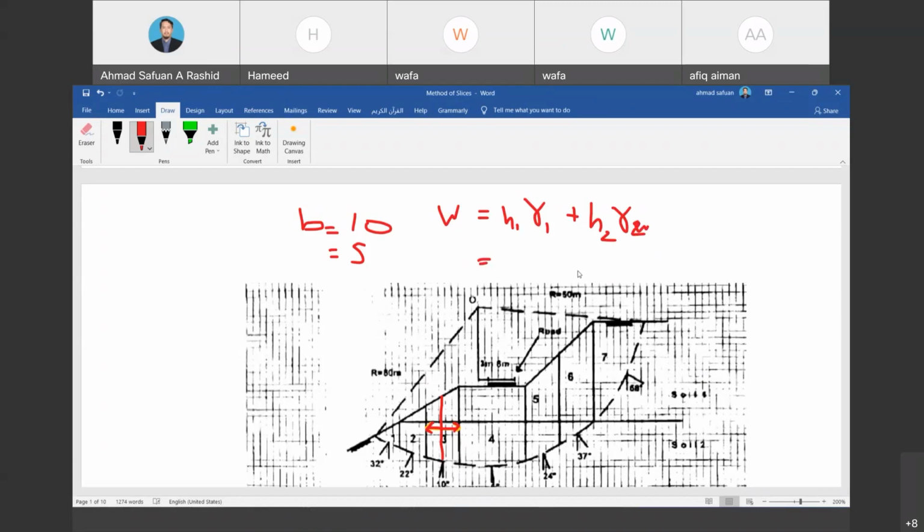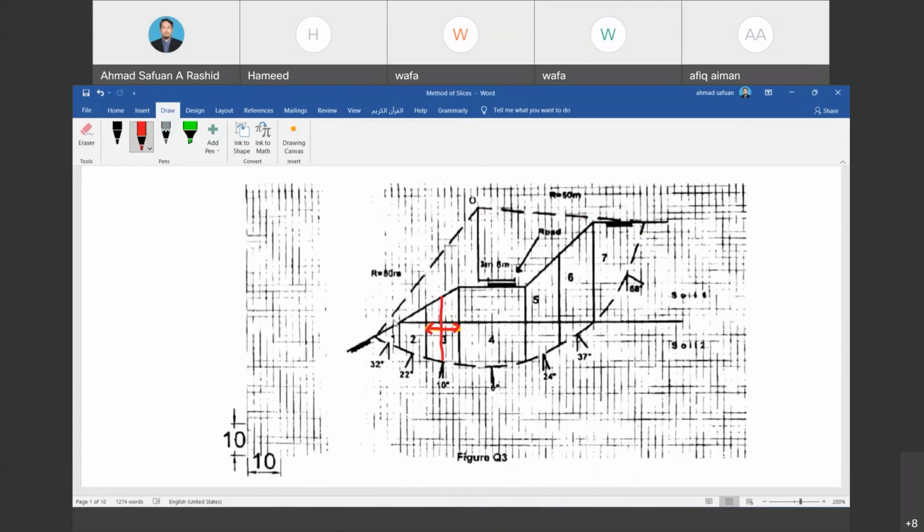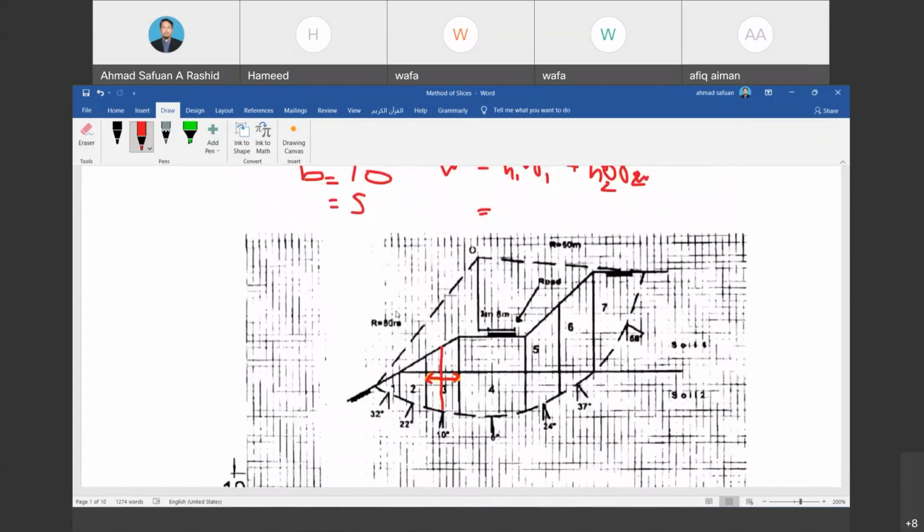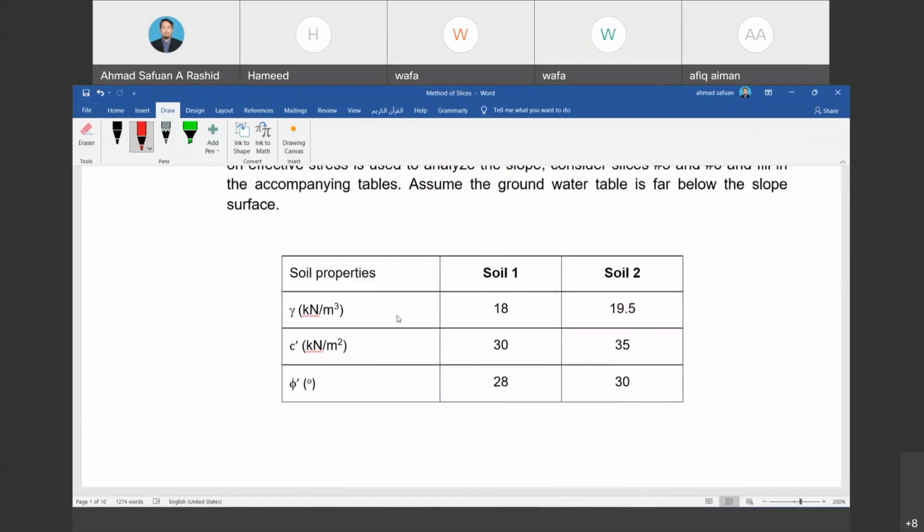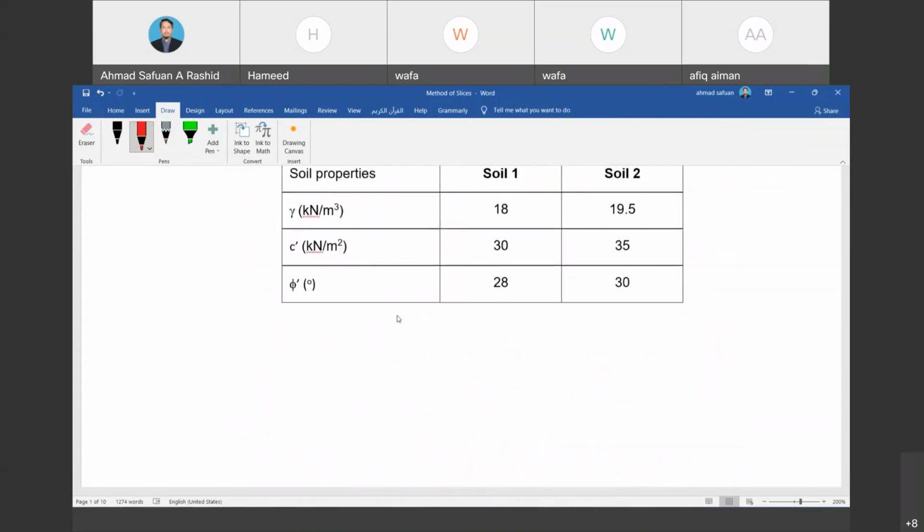So in that case, we get times B. B doesn't change because B is equal to 10. So H1 times B times gamma 1, plus H2 times B times gamma 2. Then what is the value of the gamma? The value of the gamma is equal to 18 for soil number 1 and 19.2 for soil number 2.